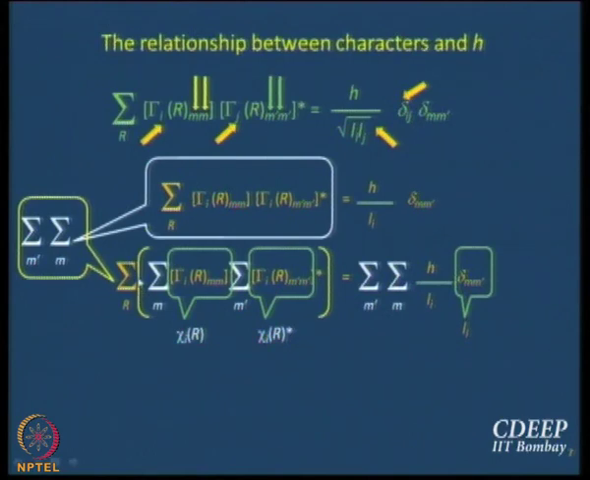On the left hand side, what I have got is the sum over R, chi IR star. And if you are working with real matrices, a real representation, then it is simply the sum over R, chi IR whole square. What do I have on the right hand side? If I sum over m as well as m dashed, it is perhaps easier to think of it like this.